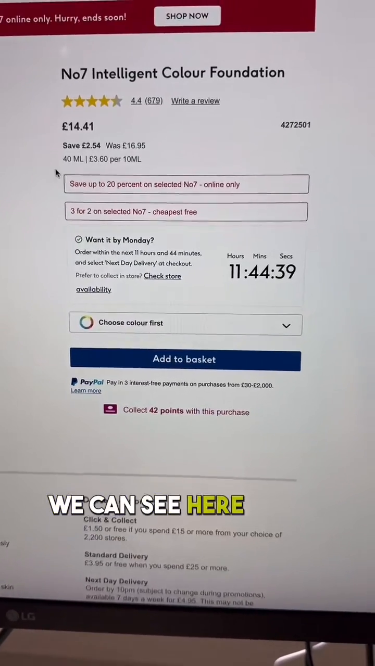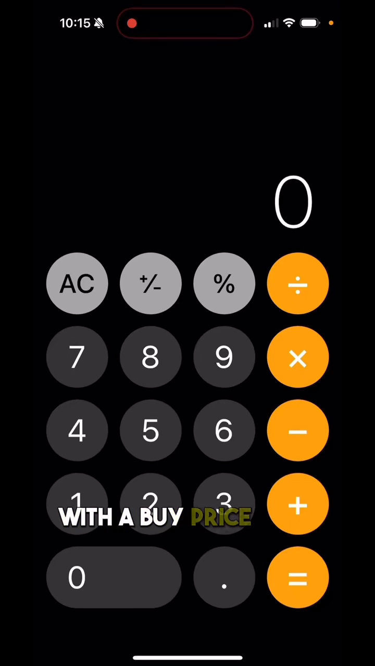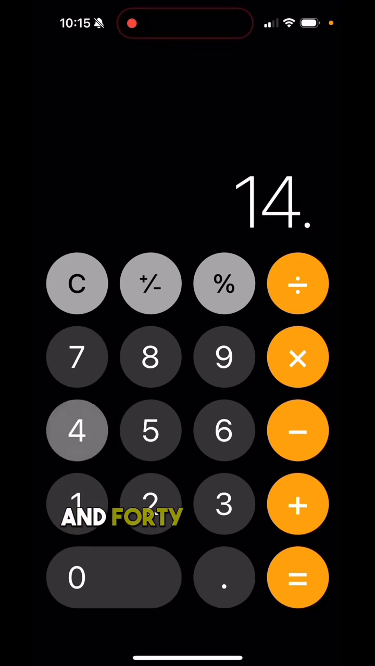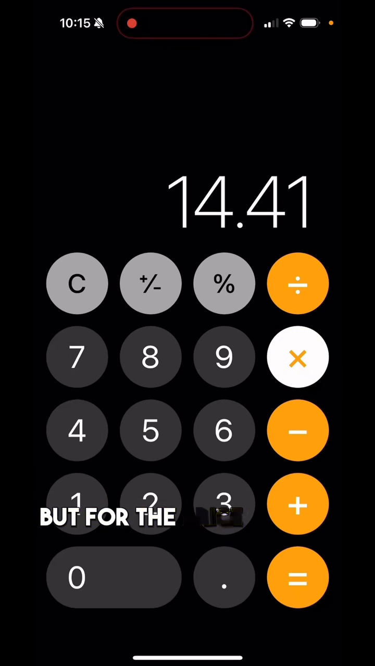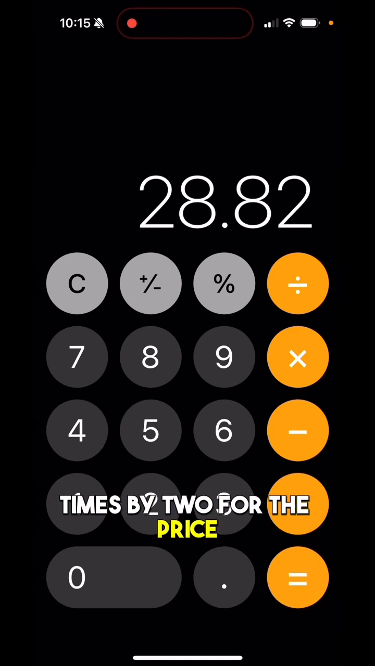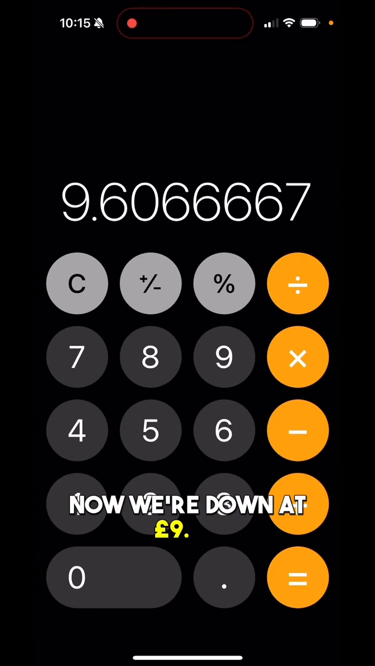First things first, we can see here we've got a 3 for 2. We're going to do the maths on 3 for 2. With a buy price of 14 and 41 pence, what we're going to do is buy 3 of them, but for the price of 2, times by 2 for the price, and then we're going to divide by 3 to get the individual unit price. Now we're down at £9.60.